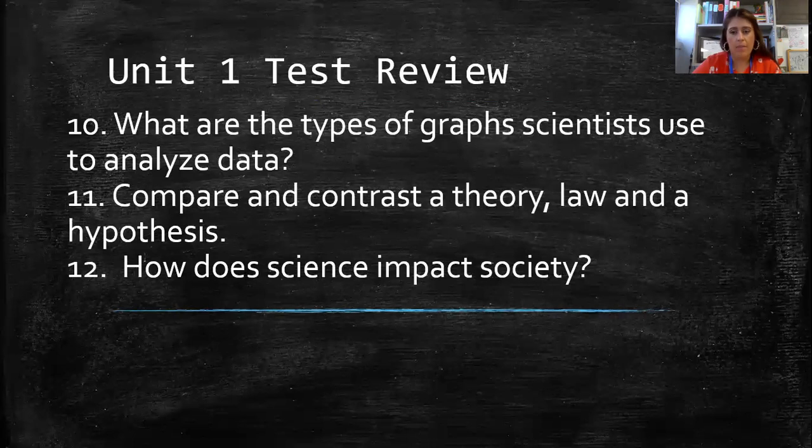A law cannot become a theory, and a theory cannot become a law. A hypothesis, through many tests and through repetition and replication, can become a theory or can become a law. If the hypothesis is describing a pattern, it's a law. If a hypothesis would describe how or why things work in nature, it would be a theory.